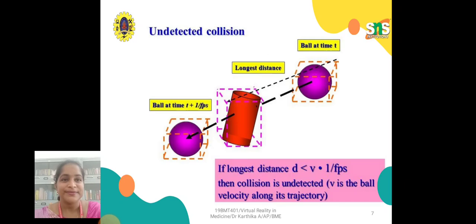Next one is, if collision is undetected, what will happen? Consider a ball at time t and ball at time t plus 1 by FPS. What do you mean by this FPS? FPS is frames per second in scene. Here, if longest distance d is less than v multiplied with 1 by FPS, then collision is undetected. Here v is the ball velocity along its trajectory.